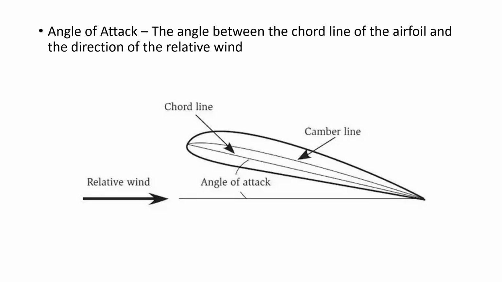Next, we will look into some important terms. The camber is the characteristic curve of the airfoil's upper and lower surfaces. The chord line is an imaginary straight line joining the leading and trailing edge of an airfoil. The chord line is a very important determinant of what we call the angle of attack. The angle of attack is the angle between the chord line of the airfoil and the direction of the relative wind.